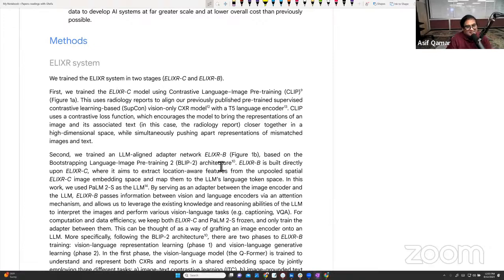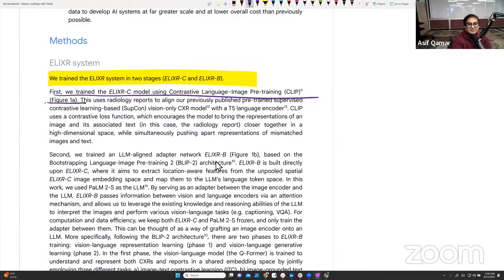So how do we train the Elixir? It is in two stages. Does the two-stage again remind you of what we did with BLIP2? The same thing, right? First, we train the Elixir C part, which is the contrastive language image pre-training. Literally, the word was waiting to show up, isn't it? Figure 1. This uses radiology reports to align our previously published pre-training supervised contrastive learning.